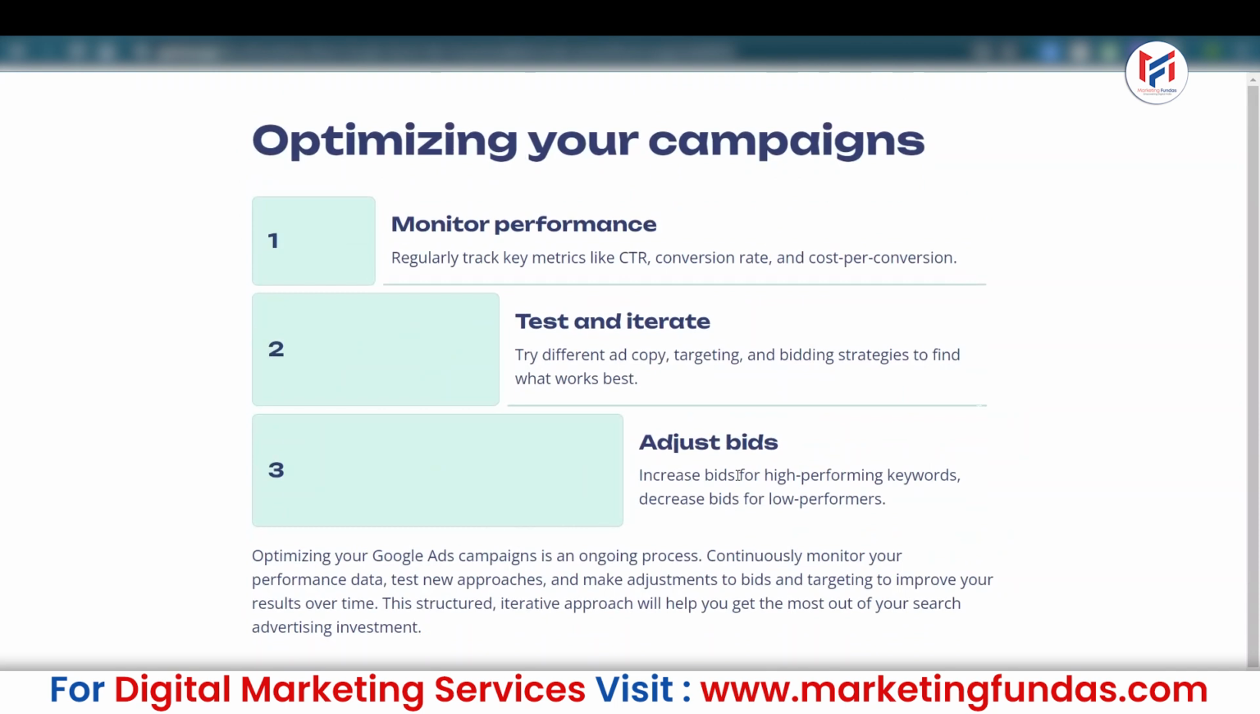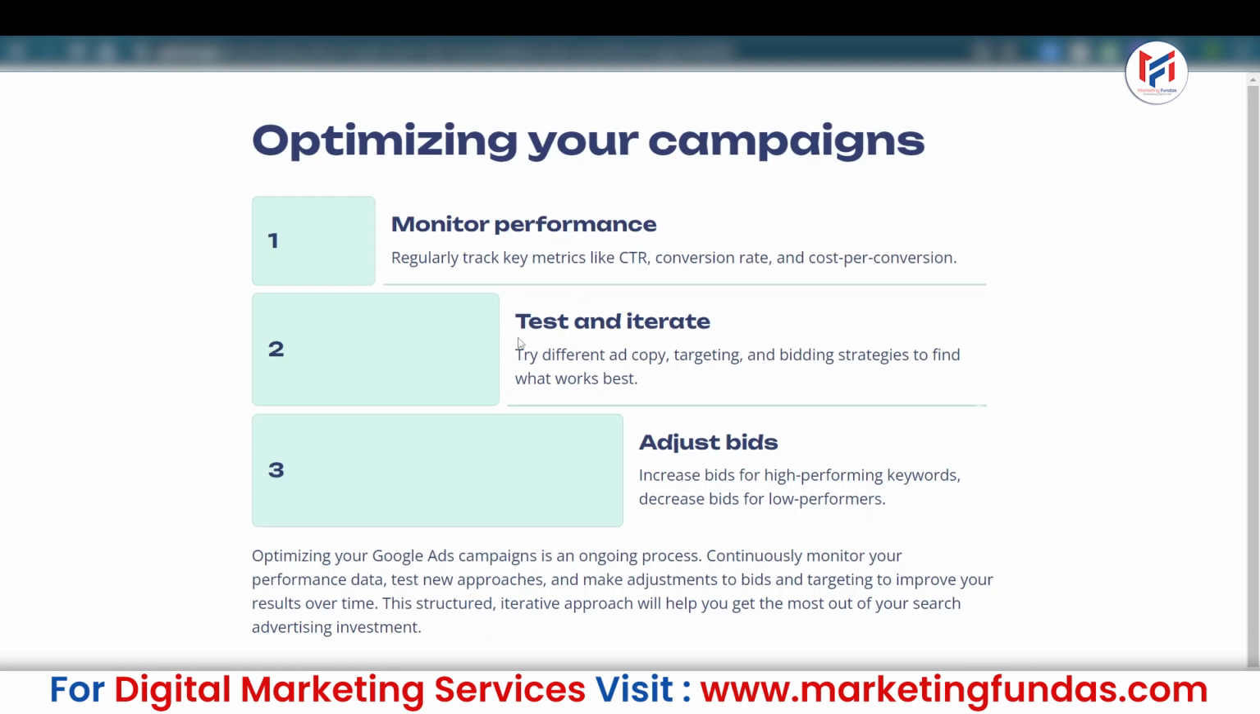Next up we have optimize your campaign. Obviously in order to optimize your campaign, you need to monitor the performance. You need to regularly track the key metrics like click-through rate, conversion rate, and cost per conversion. And cost per conversion and cost per acquisition, both are the same, right? So you need to measure all these things. You need to monitor all this performance, and according to these metrics, you need to take the further steps.